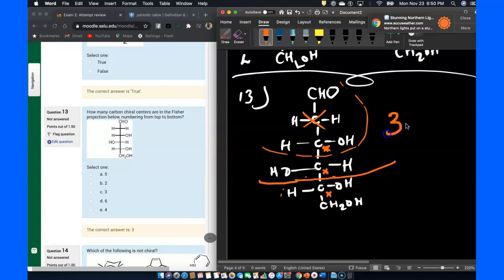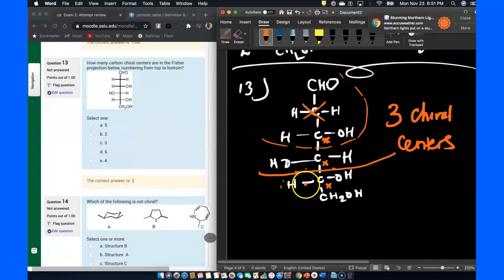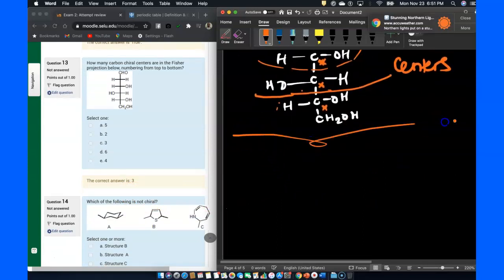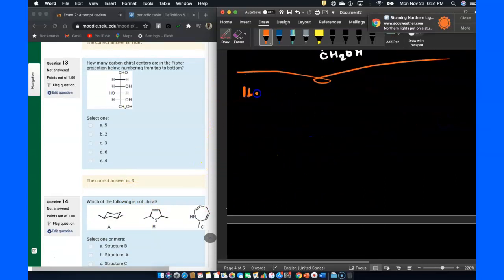So there are 3 chiral centers on that Fischer projection. So moving on, question 14.